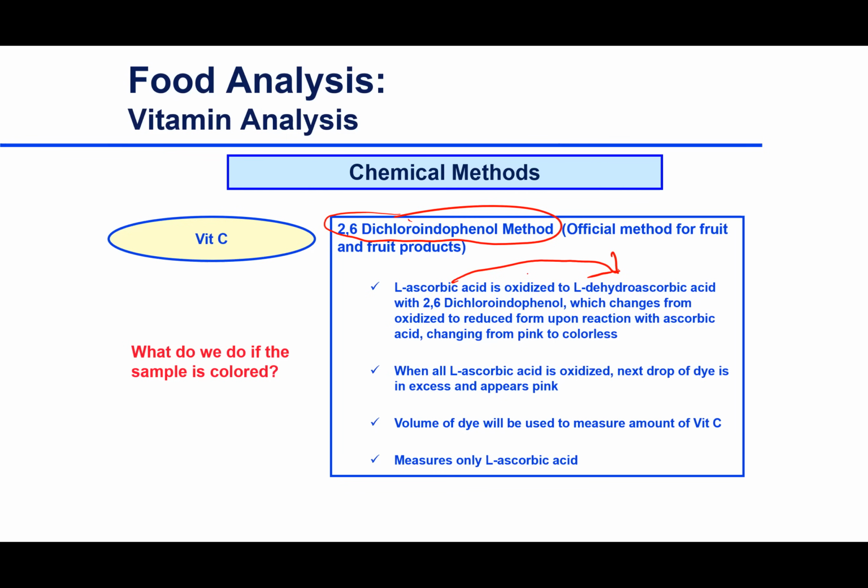So as it is set up though, this only measures the reduced form. But in foods, for the most part, that's what you're working with. So it's not an issue. Biological systems, as I said, that's a different situation. In your plasma, maybe a third of your vitamin C is actually in the oxidized form, and more if you smoke. So that's an example of a chemical method that you'll actually be doing in class.